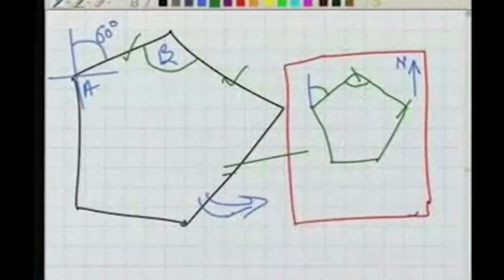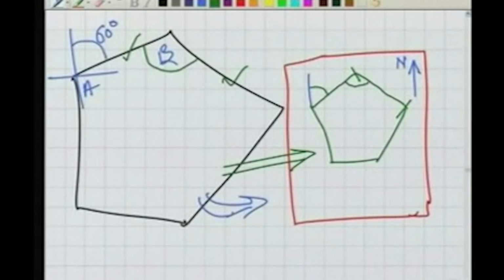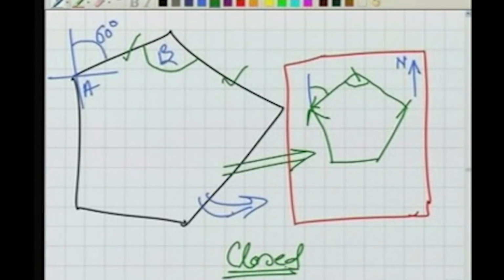Now the question is, a big question here: I have shown this plot to be closed. Look at that, we started from here and we reached finally here. So we say this kind of traverse is closed. Now the way we are plotting it right now, will our traverse close? That is the question now. Will it close or not?